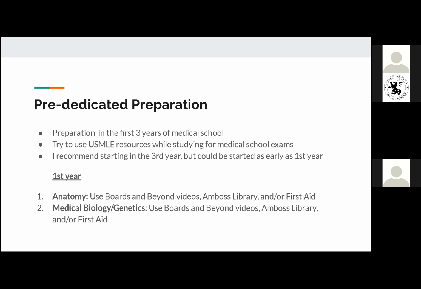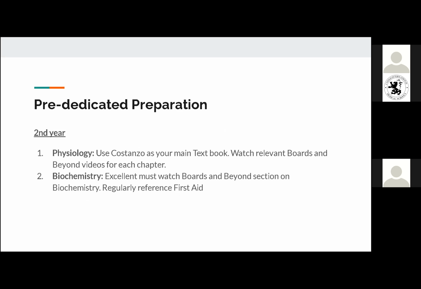So for example, for anatomy, you can use Boards and Beyond videos, you can use the AMBOSS library, and you can also use First Aid. For medical biology and genetics, again, Boards and Beyond, AMBOSS, and First Aid. For 2nd year subjects, there is physiology. Everyone already uses Costanzo, I think, but it's actually an American textbook, so it's really useful for the USMLEs. Also, watching relevant Boards and Beyond videos for each chapter is really important, in my opinion.